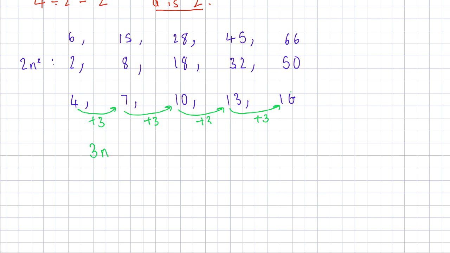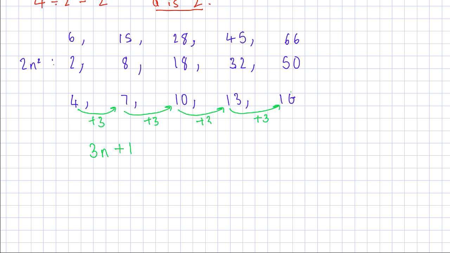Now I can see the first term is 4. So if I have 3n, 3 times 1 is 3, and I need to add 1 to get to 4. So it's going to be 3n plus 1. Let me just check with the second term if it's correct. So 3 times 2 is 6, add 1 is 7. Let's check with the third one. 3 times 3 is 9, add 1 is 10. So this is my nth term for this sequence here.